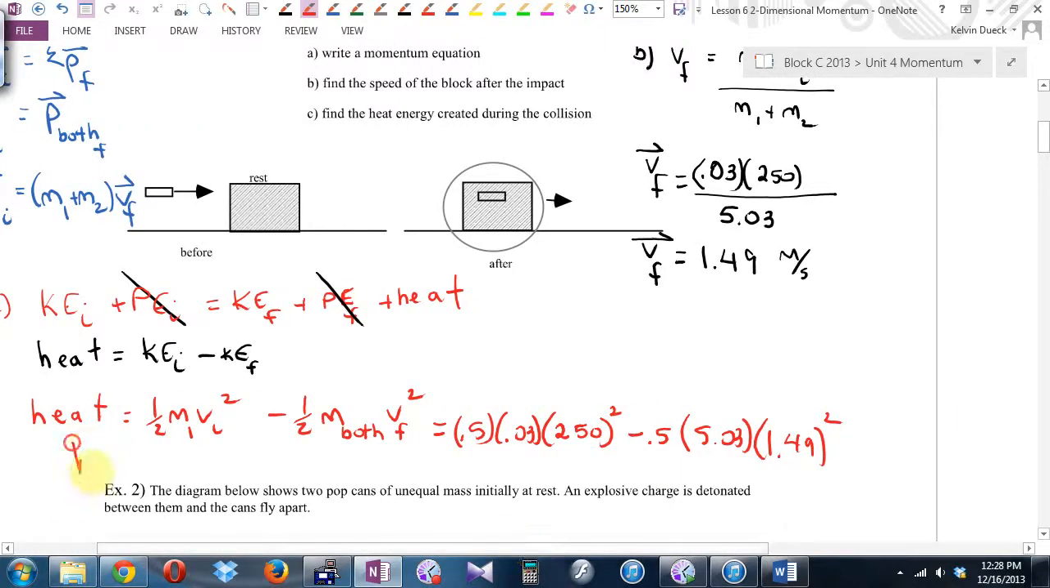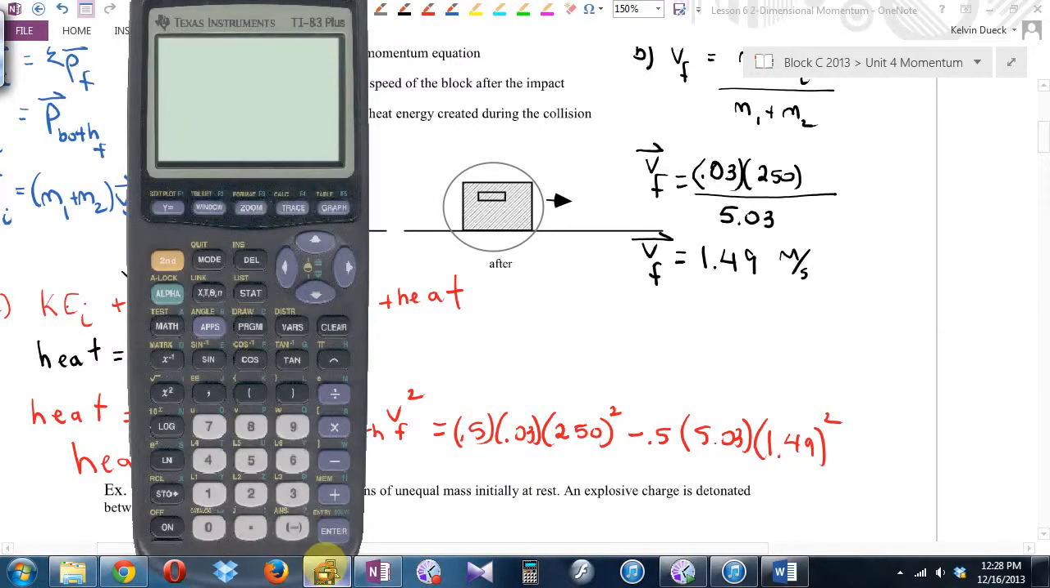1.49 squared. I think I can fit it right here. I hope you get a positive answer. I think we did lose some to heat. 0.5 times 0.03 times 250 squared minus 0.5 times 5.03 times, I think that answer was still there, squared. Do you get 932 joules? Yeah.